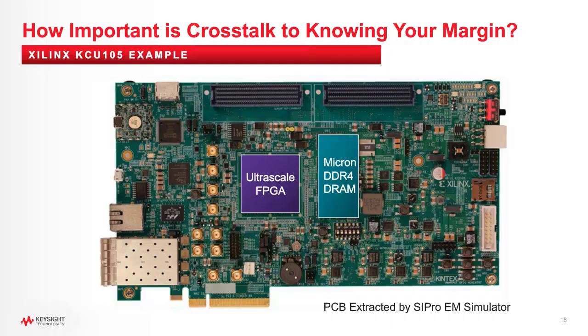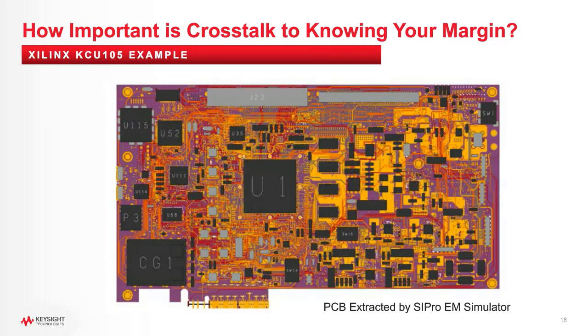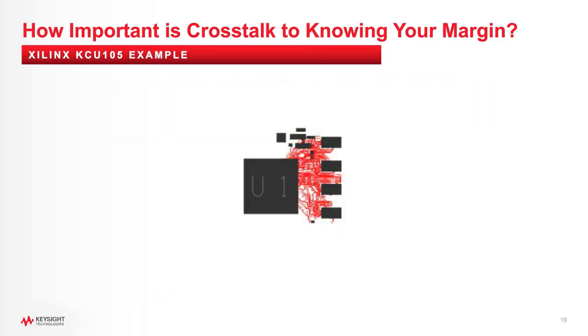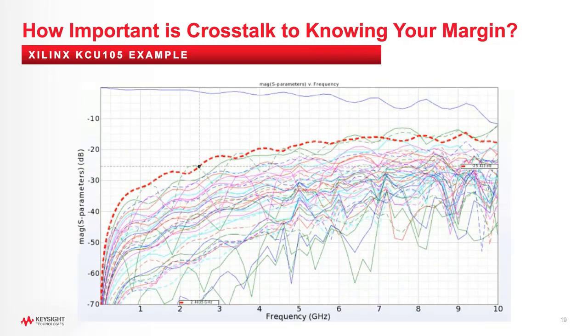The next question that we'll tackle is how important is crosstalk to knowing your margin. So we return again to the same example of the Xilinx board, and then we pass it through into SIPro for analysis. Here you can see the data nets that we're going to be analyzing, and this is what we came out with. Just taking a look at one of the particular lines and then looking at all of the near-end crosstalk and far-end crosstalk for that particular data line, we see that where the marker is placed, after about the Nyquist frequency for DDR5 4800, we've got high flyers of DQ4, DQ6, and DQ11.